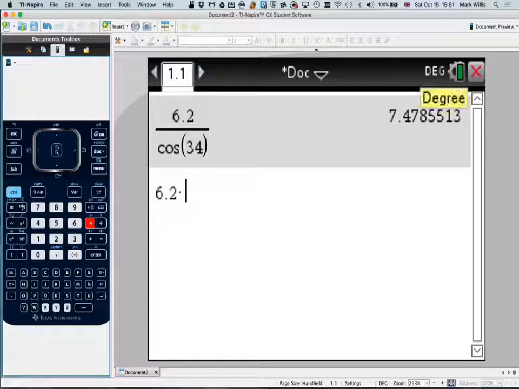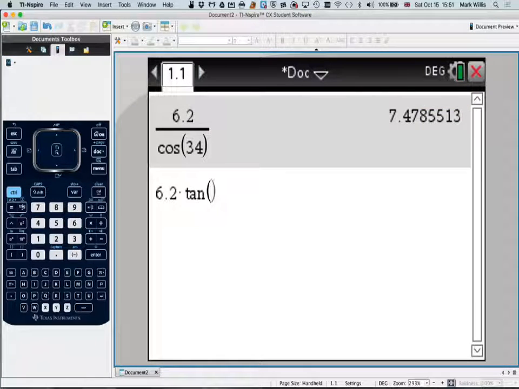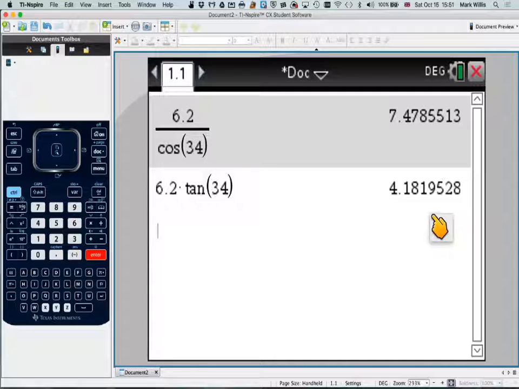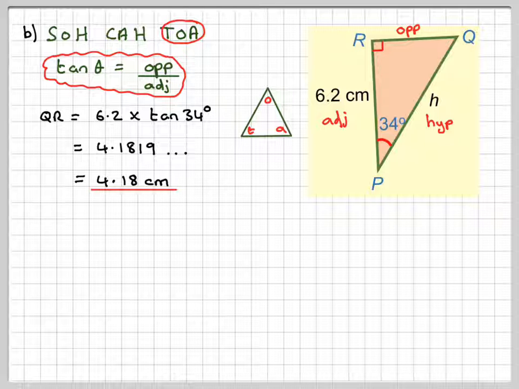Times, it does actually say up here what mode you're in, so that's quite useful. Times the trig function tan 34, enter, and we're going to get 4.1819. Okay, and that will round off to 4.18 centimeters, correct to 3 significant figures.